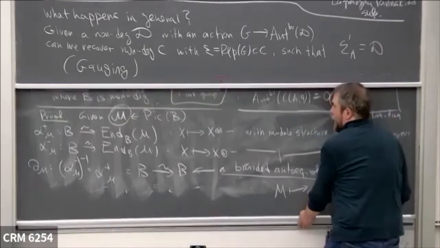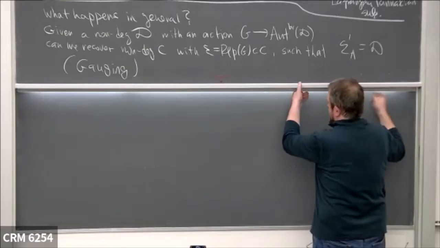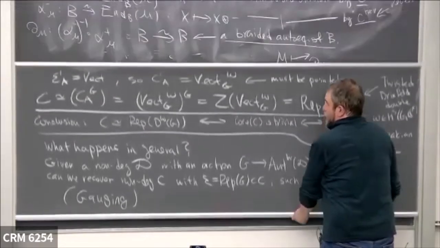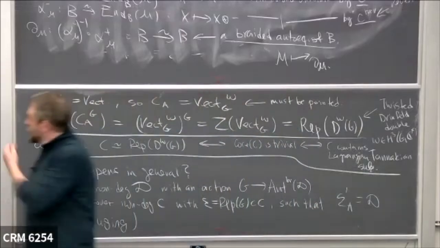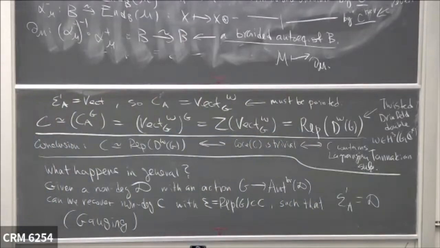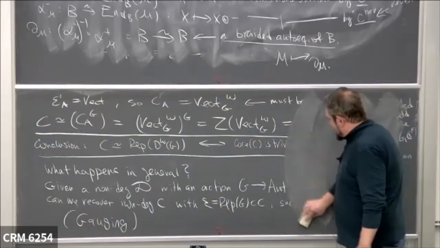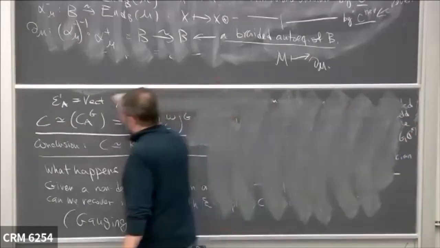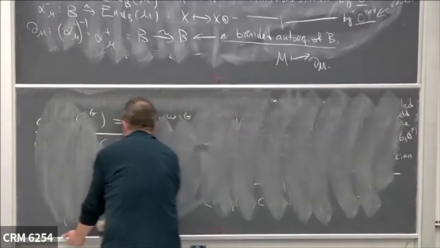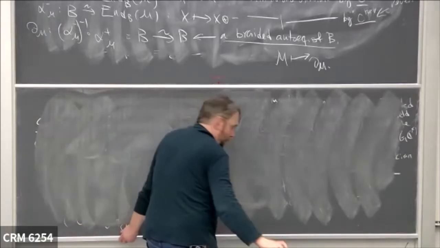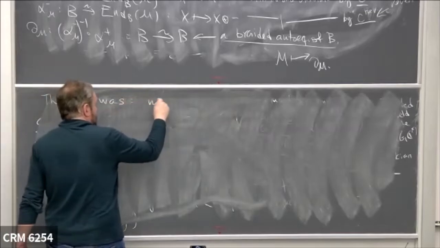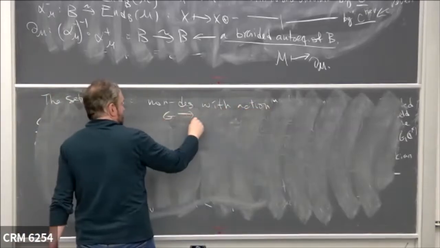Okay, so now back to our problem. We figured out that in order to do this gauging, to recover the large category from its core, for instance, we need to produce this monoidal two-functor, right? So let's do this in a more pedestrian way, because it's kind of hard to come up with a monoidal two-functor right away. Instead, remember the setup that was given to us. The setup was non-degenerate D with action G by braided anti-equivalence.